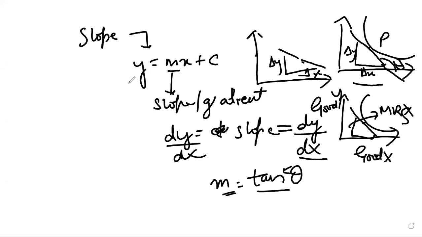So we now have three formulas. y is equal to mx plus c, dy by dx is also the slope, and m is equal to tan theta is also the slope. So that's it for today. We will continue later.